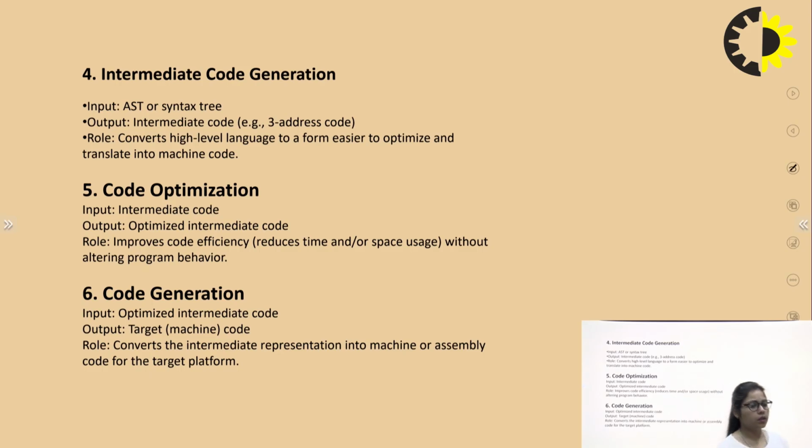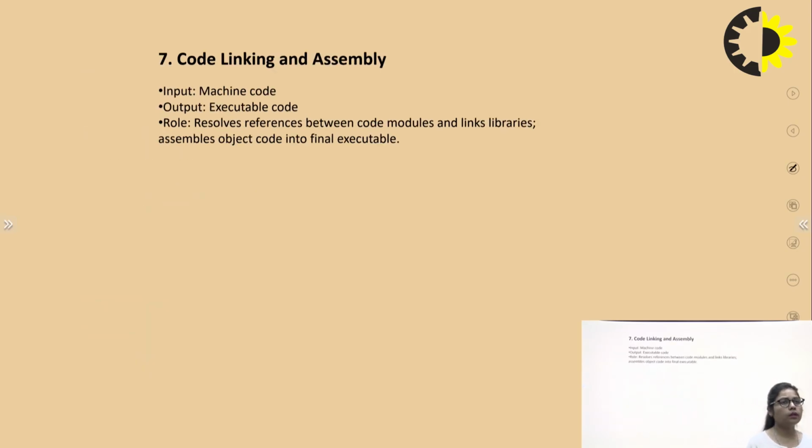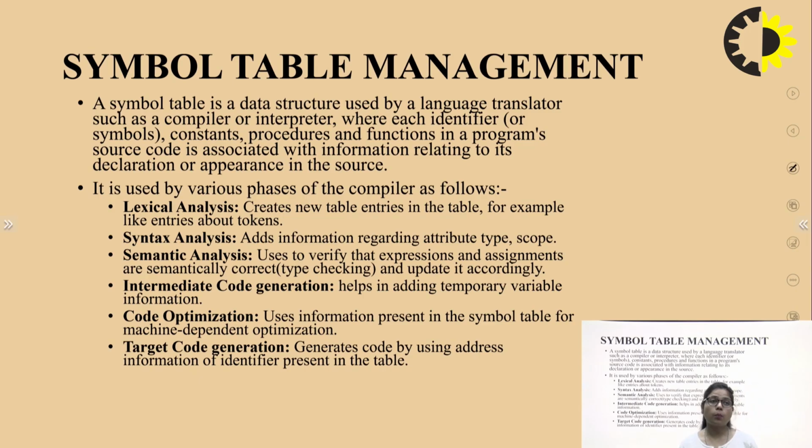Now, I will explain what is code linking and assembly. Basically, the input for code linking and assembly is machine code, and the output is the executable code we want. The idea behind this is it resolves the references between code modules and links library assembly object code into a final executable code. Moving to the next topic, what do you mean by symbol table management?